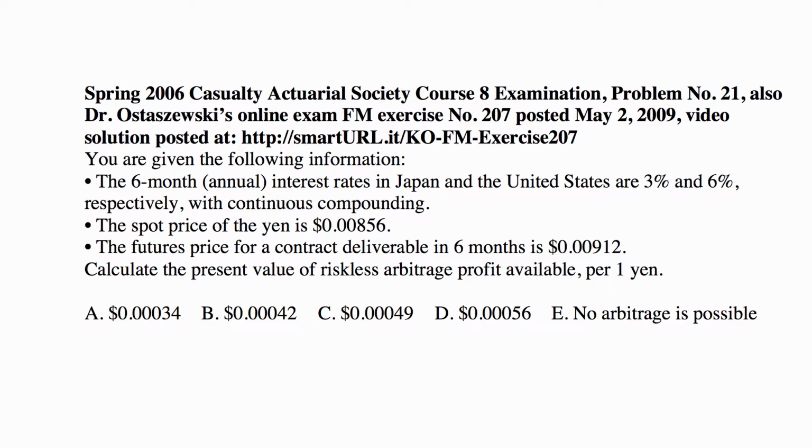So you are given the following information. The 6-month annual interest rates in Japan and the United States are 3% and 6%, respectively, with continuous compounding. And the spot price of the yen, a Japanese currency, is 0.00856. So that's how much 1 yen is worth. The futures price for a contract deliverable in 6 months is 0.00912. Calculate the present value of riskless arbitrage profit available per 1 yen.